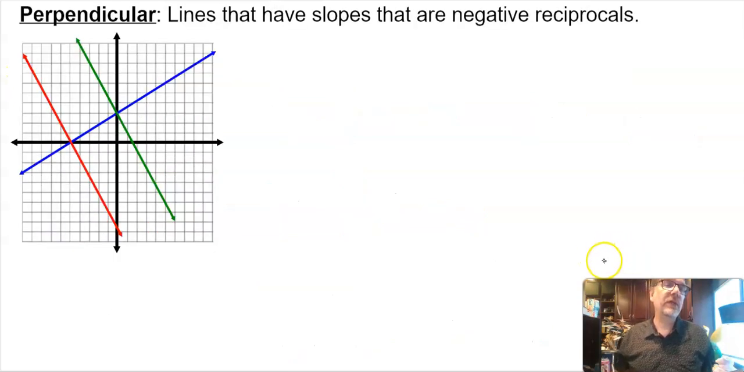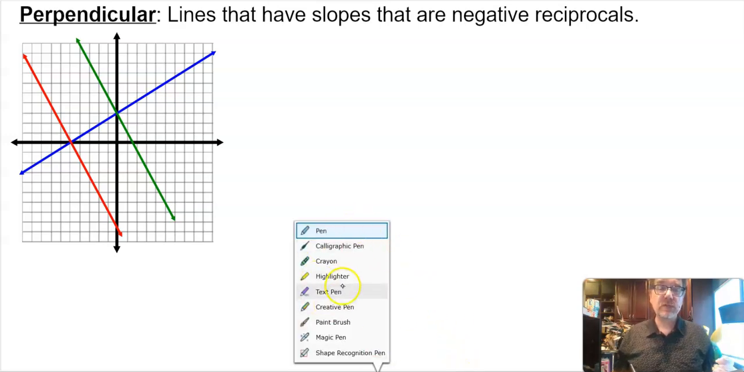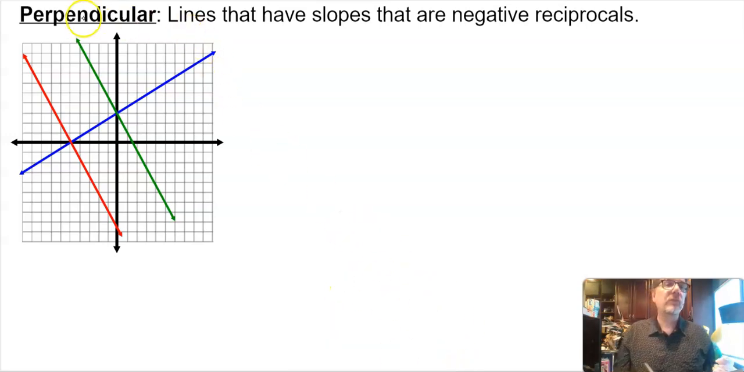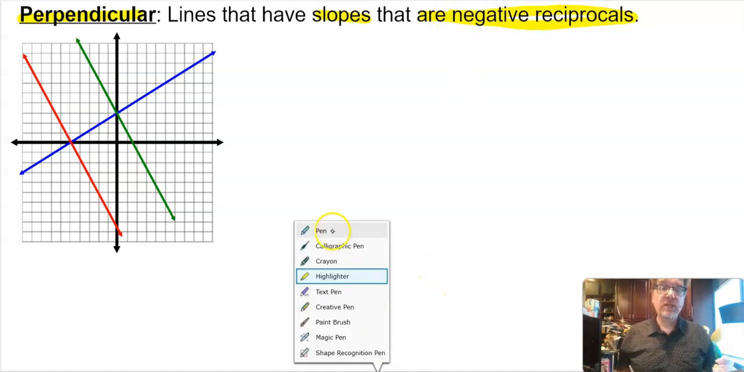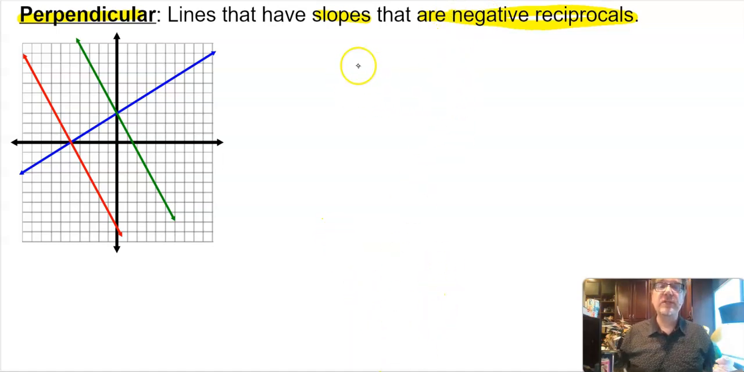Perpendicular is the other one we're going to look at today. Perpendicular lines have slopes that are negative reciprocals. Let's get out the highlighter. Perpendicular slopes are negative reciprocals of each other. A negative reciprocal is a fraction that gets flipped upside down and the sign gets changed.